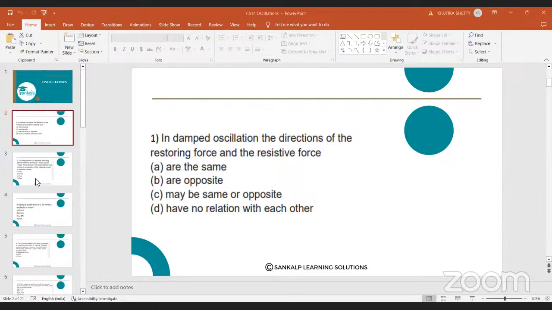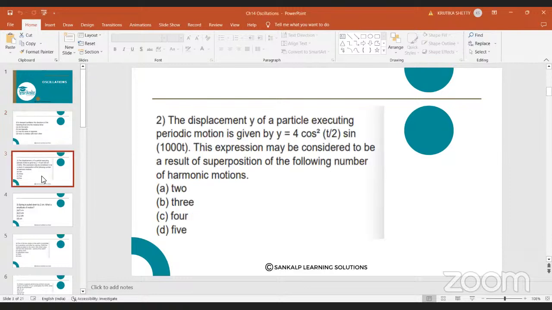Then the next question is, the displacement y of a particle executing motion is given by y is equal to 4 cos square t by 2 into sin 1000 into t. This expression may be considered to be a result of superposition of the following number of harmonic motion.